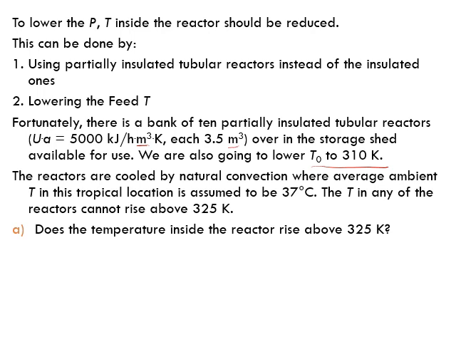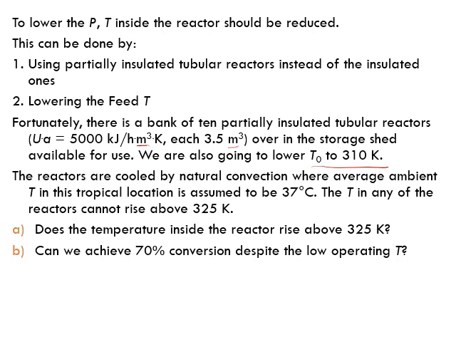So we have a few questions here. Does the temperature inside the reactor rise above 325 Kelvin inside these new reactors? Can we achieve 70% conversion despite the low operating temperature? So now we're operating at a lower temperature, which leads to a lower rate of reaction. So can we really still achieve the higher conversion, 70%, despite operation at low temperature? Last thing, explain the temperature and the rate of reaction profiles behavior.